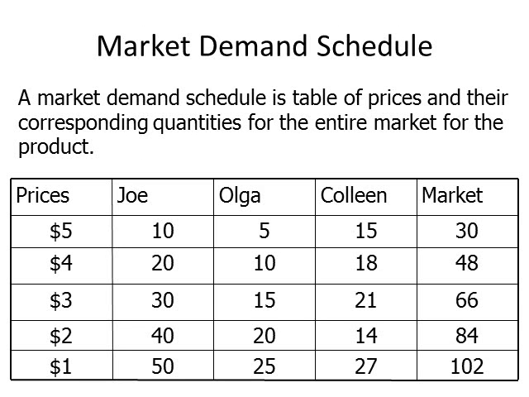A market demand schedule is really just the sum of all the demand schedules of the individuals willing and able to purchase a good. In this example, at $5, Joe is willing and able to purchase 10 books. At $5, Olga is willing and able to purchase 5 books. At $5, Colleen is willing and able to purchase 15 books. So the market demand for books is 10 books from Joe, 5 books from Olga, 15 books from Colleen, or a total of 30 books at $5. The process could be repeated for each of the different prices.